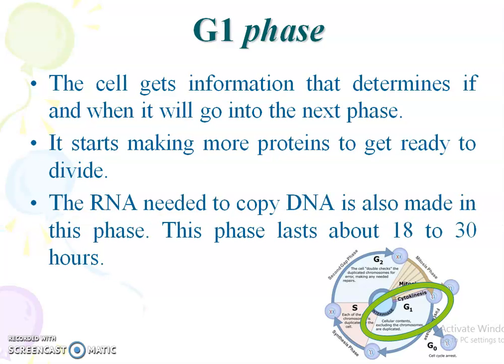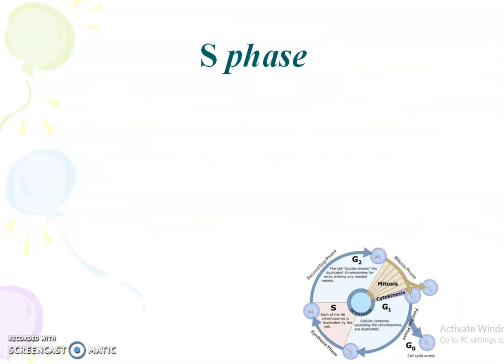Coming to the G1 phase, here the cells get the information that determines whether and when to go to the next phase. In this phase, the cells start making the proteins to get ready to divide. Also, the RNA needed to copy the DNA is made in this phase. This phase lasts for 18 to 30 hours.